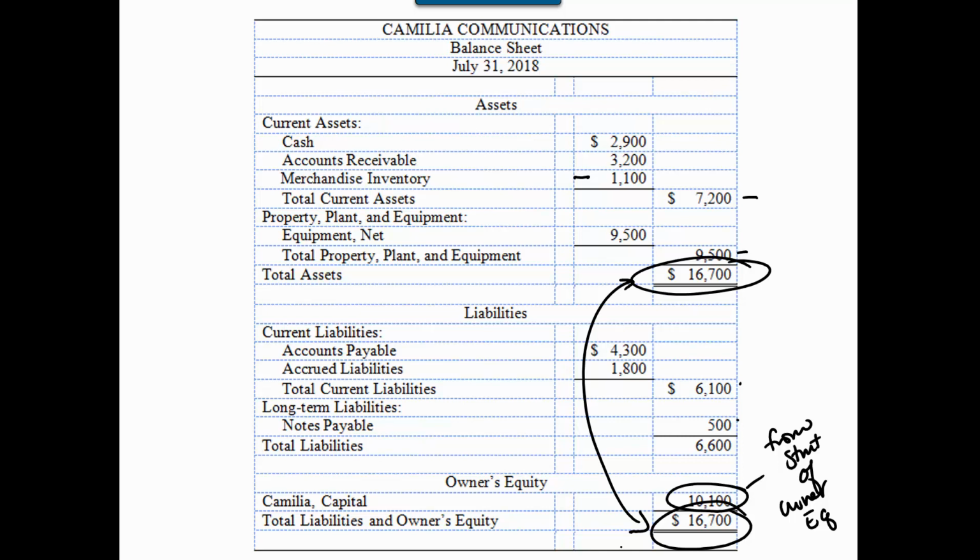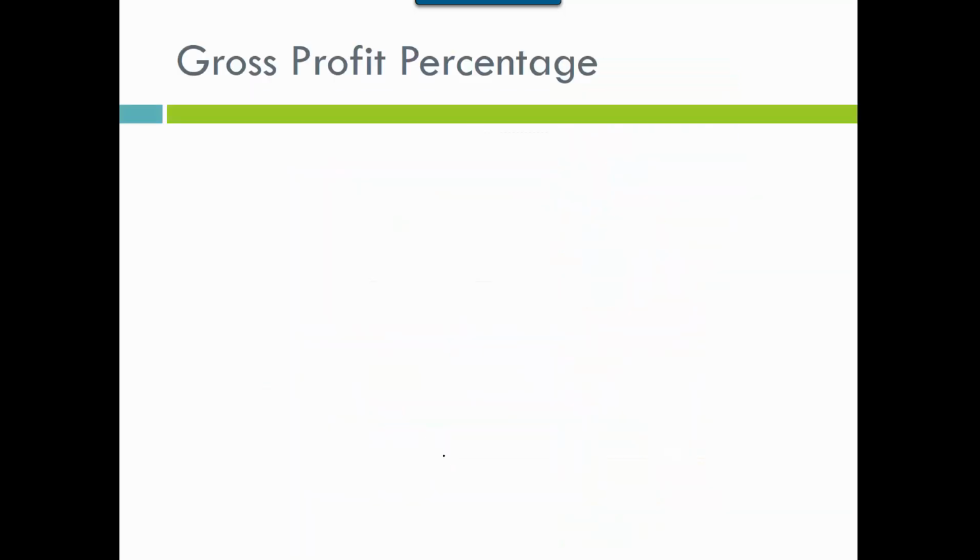And then the last thing I want to show you is the ratio for this chapter, and that is the gross profit percentage, which is not too complicated. It's just the gross profit divided by net sales. And so again, that's sales after returns and discounts and all that kind of stuff. These two numbers are both coming from your income statement. So that doesn't really look like sales.